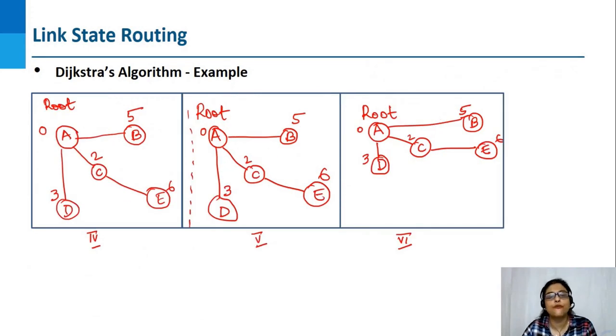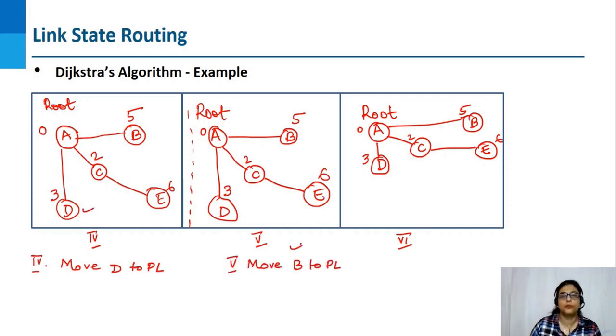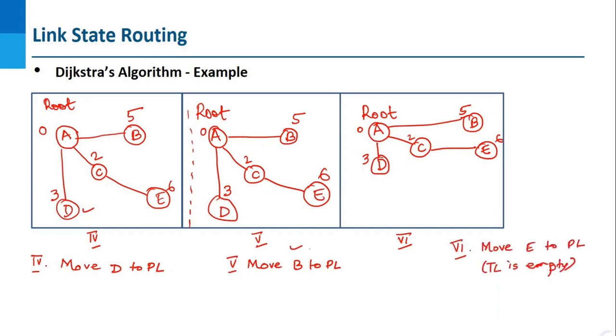Now, what are steps 4, 5 and 6? In step 4, we move D to the permanent list. In step 5, we move B to the permanent list, and in step 6, we move E to the permanent list. Now the tentative list will be empty and we stop the algorithm.